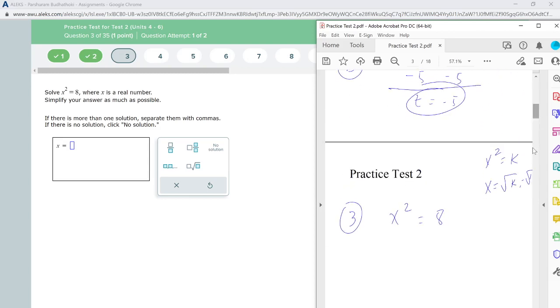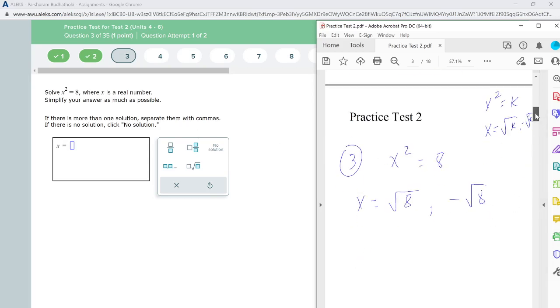These are the two possible solutions. In this case, k is 8, so positive square root of 8 and negative square root of 8. They are asking us to simplify as much as possible, so we have to find the square root of 8, which is basically 4 times 2, and the square root of 4 is 2, so it gives you 2 times the square root of 2. The same thing goes here, 4 times 2, so that means 2 times the square root of 2.